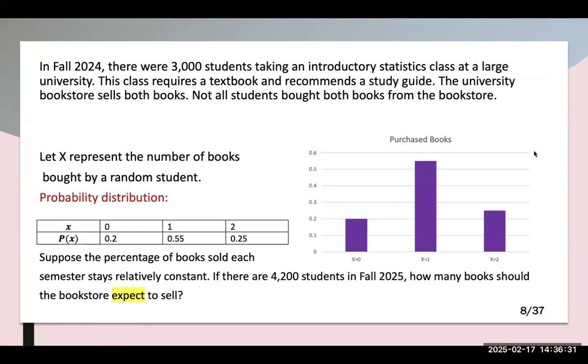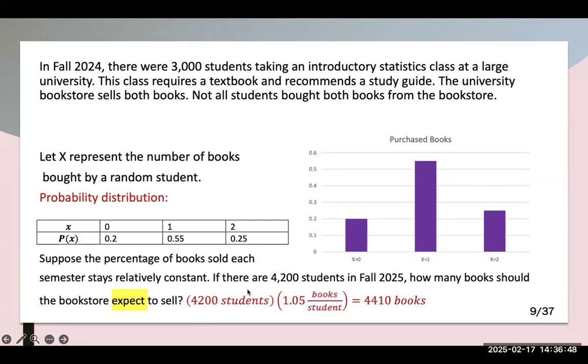Whenever we see the word expect, we should think expected value. Okay, and so we already found the expected value. We said that the expected value was 1.05, and that's per student. So if we take 4,200 and multiply by 1.05, that will tell us about how many books we should expect to sell, which is about 4,410 books if there are 4,200 students in the fall 2025 semester.